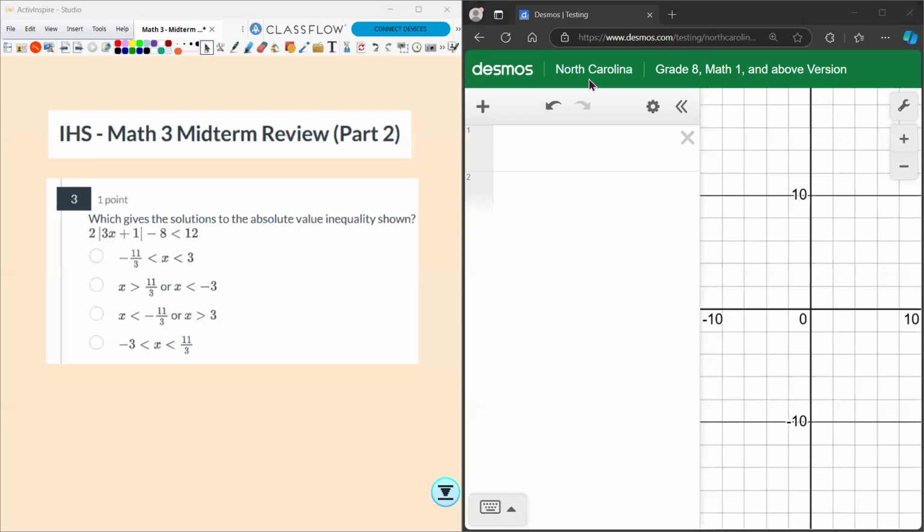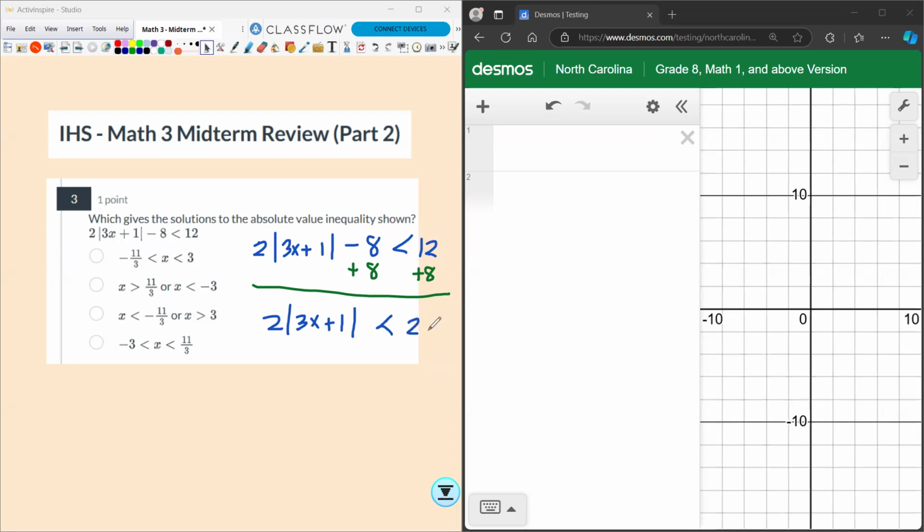Question 3 is another absolute value inequality. Let's get it set up. So we'll have 2 absolute value 3x plus 1 minus 8 less than 12. In this case, we have this minus 8 we have to get rid of, so we're going to add that to both sides. And that's going to give you 20 over here. So we have 2 absolute value 3x plus 1, and then that's going to be less than 20.